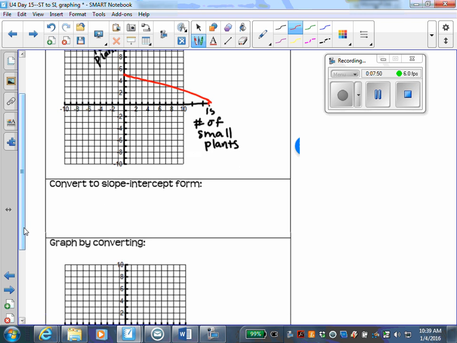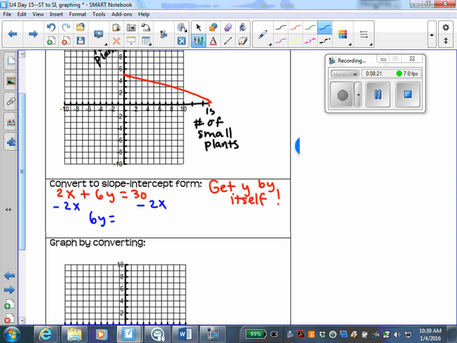The next section says convert to slope-intercept form. So our equation was 2x plus 6y equals 30. If I want to convert it to slope-intercept form, that means I have to get y by itself, because slope-intercept form is the one that goes y equals mx plus b. So to get y by itself, first thing I want to do is subtract 2x on both sides. So that's going to be 6y equals 30 minus 2x. That cannot be simplified, so I just leave it as 30 minus 2x.